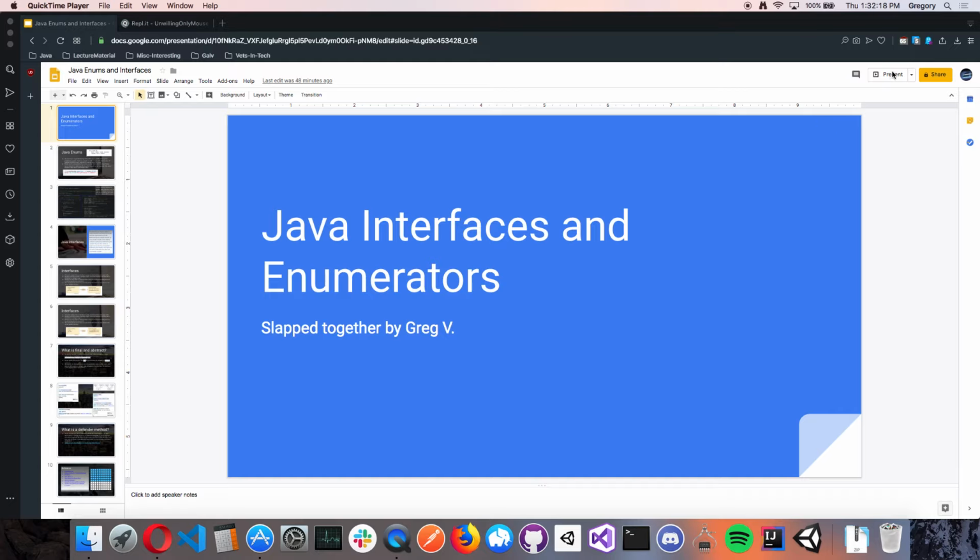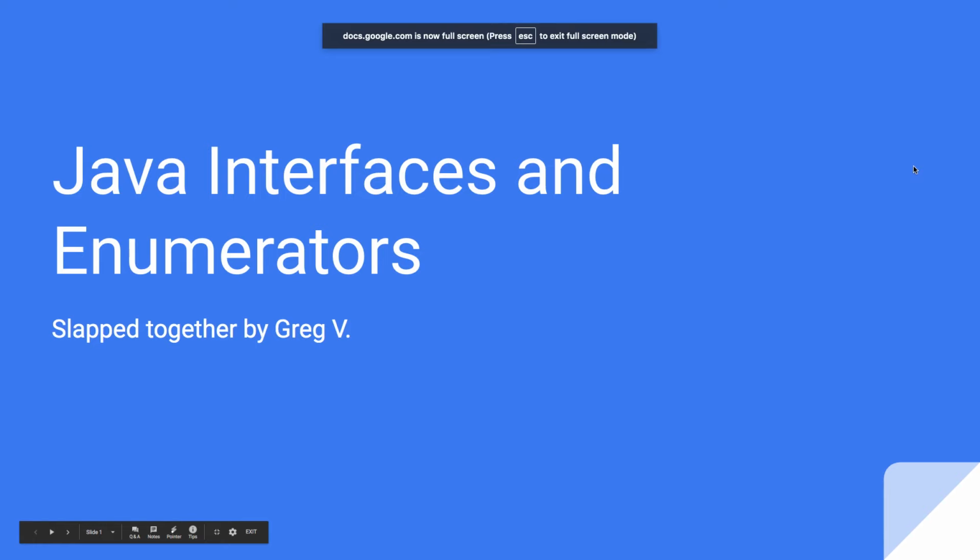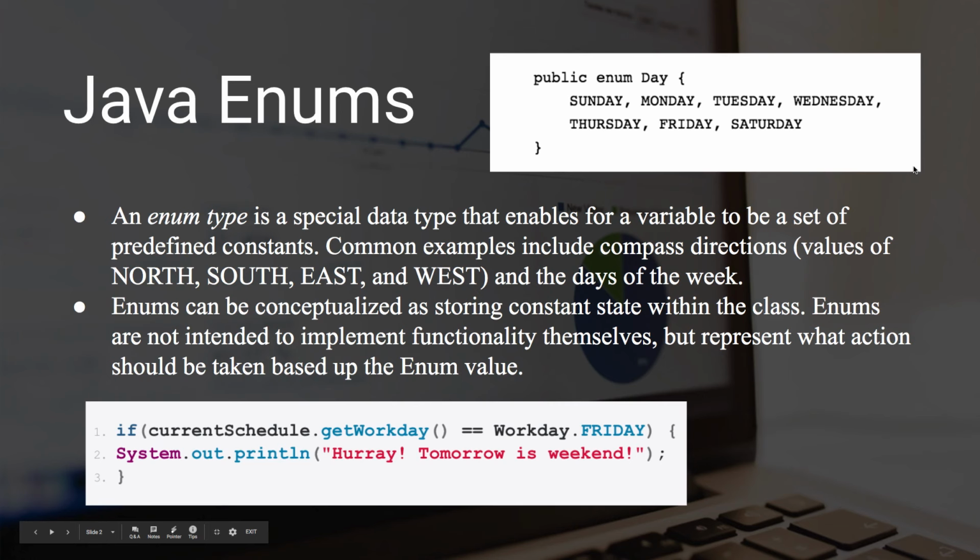We're going to be talking about Java interfaces and enumerators today. There we go, slapped together by me. So we're just going to hop right into it. I got rid of the pointless overview page. I think we kind of understand what we're doing.